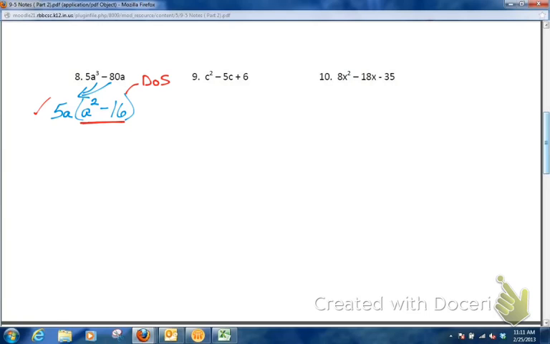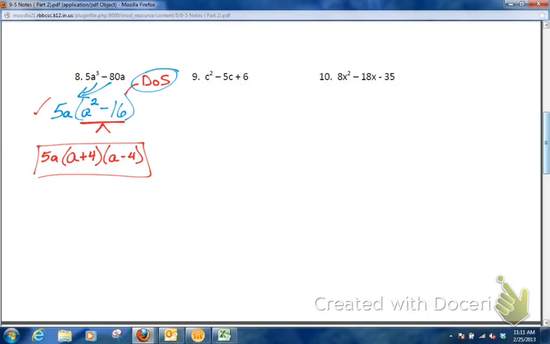Difference of squares, a squared minus 16. So if you remember from the last section, a squared minus 16 factors into a plus 4 times a minus 4. And then don't forget about your 5a in the front. There, you're done. And again, I know I'm done because last thing I check is GCF again. There is no GCF there. There is no GCF there. So I'm done. There was no GCF here either, but that's because it was a difference of squares is how you had to factor that one.